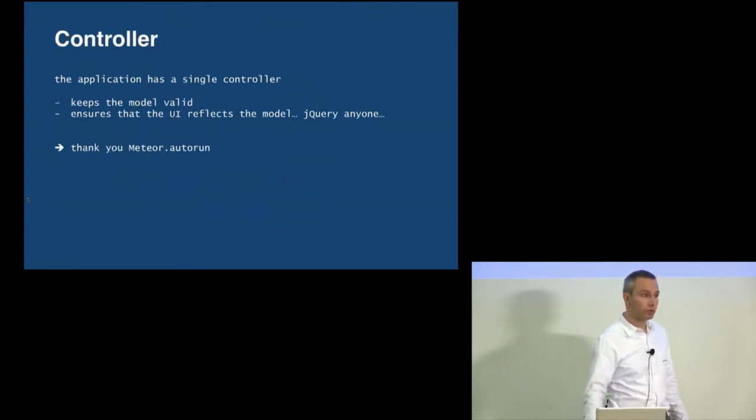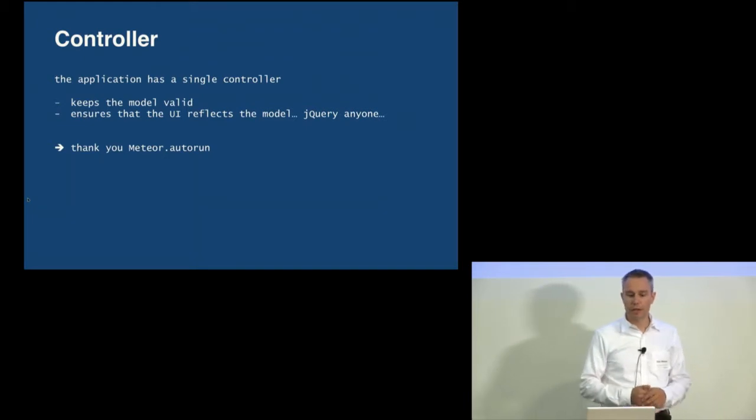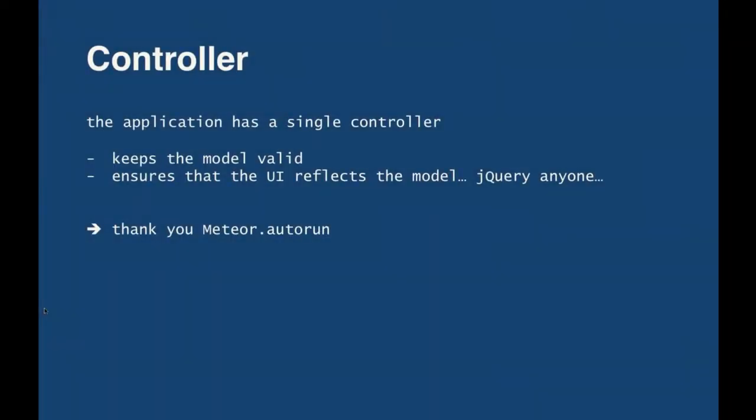I've got a very simple controller, and basically what it does is it keeps the model valid, and it ensures that the UI reflects the model. And this is more so because of some jQuery issues that I sometimes run into. But as soon as Meteor UI arrives, then probably that controller will not have to do anything in the UI anymore.